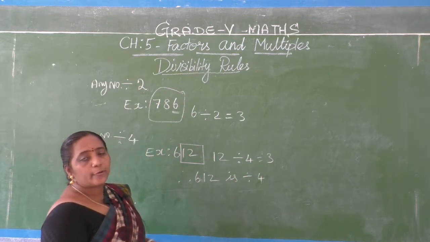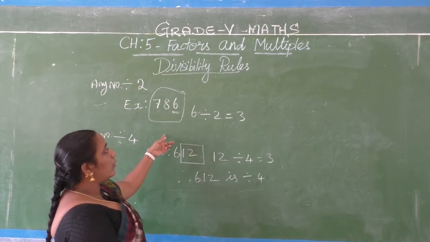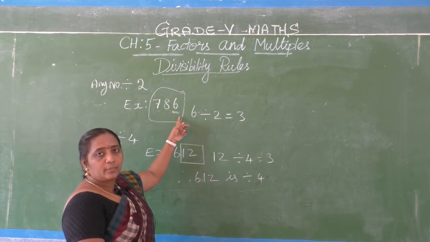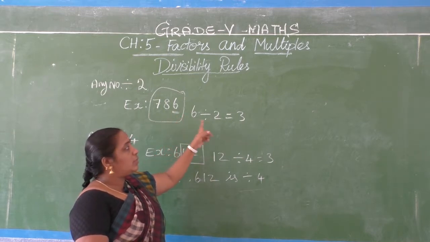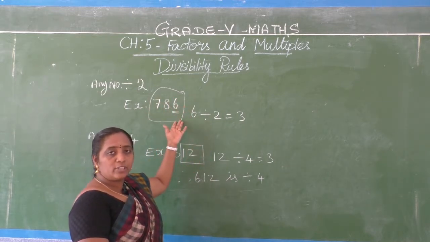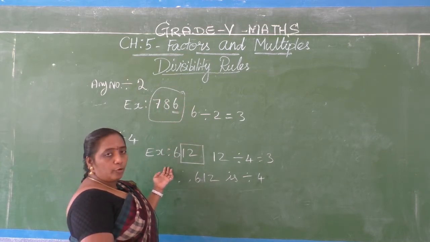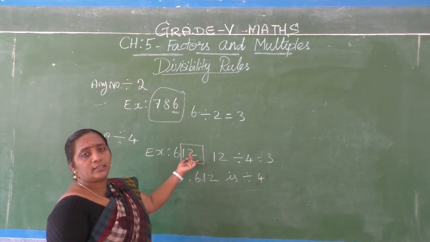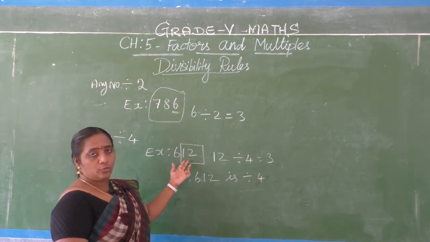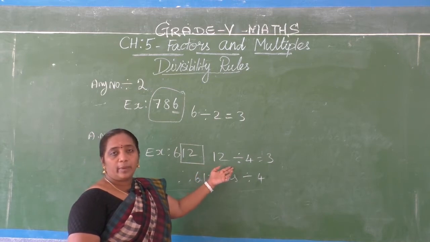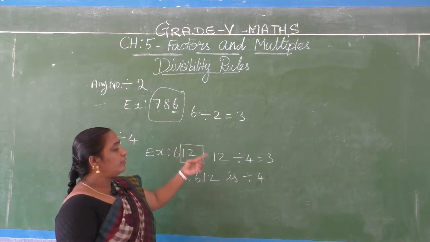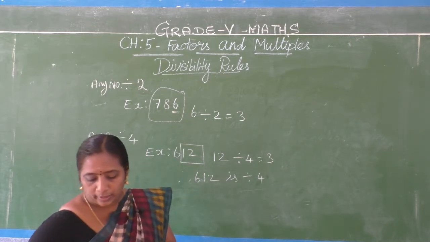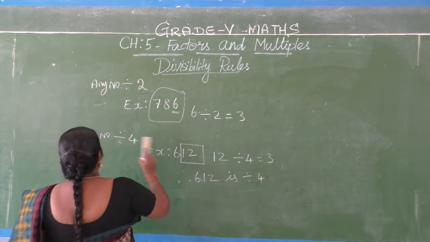Okay? This is the rule of 4. In the rule of 2, you have to check the ones place number only. If the ones place number is divisible by 2, then the whole number will be divisible by 2. In the rule of 4, you have to check the tens place and ones place together. Tens place and ones place you have 12. If that number is divisible by 4, then this whole number will be divisible by 4. So 2 rules are over. Then next one.